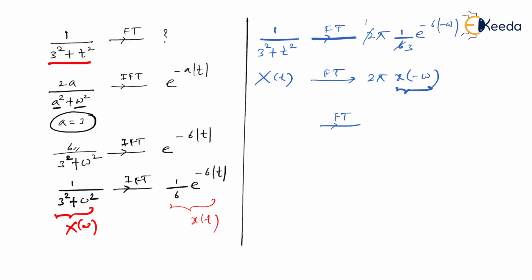So finally the Fourier transform is pi by 3 e to the power minus 6 mod of omega. Now we know that mod of minus omega is omega itself. So I'll get this as the final answer. So this is the final Fourier transform for 1 upon 3 square plus t square. So this is how we should actually use the duality theorem.